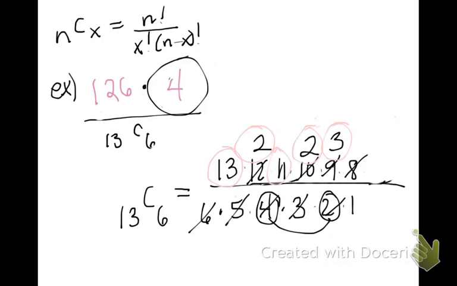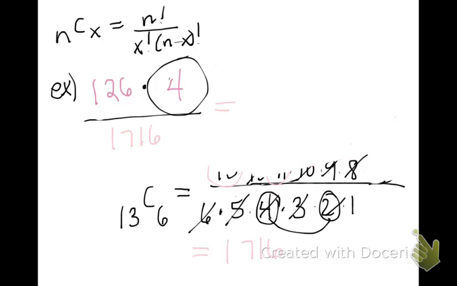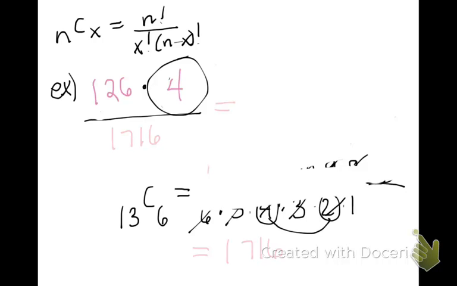This comes out to 1,716. We'll put this value in the denominator. Finally, we can multiply the two numerator values and divide by the denominator. This lets us know that the final answer is 42 out of 143.